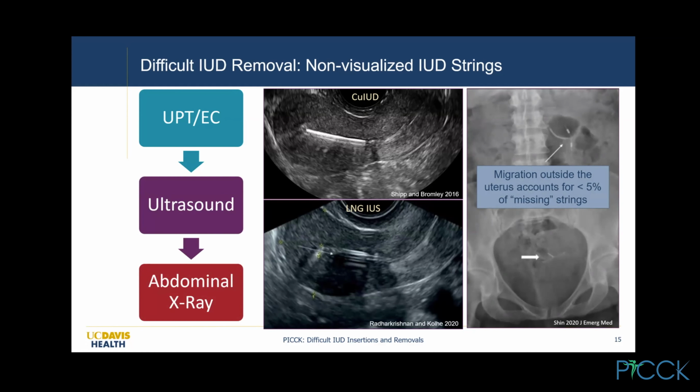You want to make sure that the x-ray has covered the costal margins, which is right here, the lower half of the rib cage, all the way down to the pubic symphysis. Now, I do want to reassure you, most of the time, missing strings are not because it's migrated out of the uterus. That accounts for less than 5% of cases. However, if you do get your abdominal x-ray, look out for an IUD shape such as this.